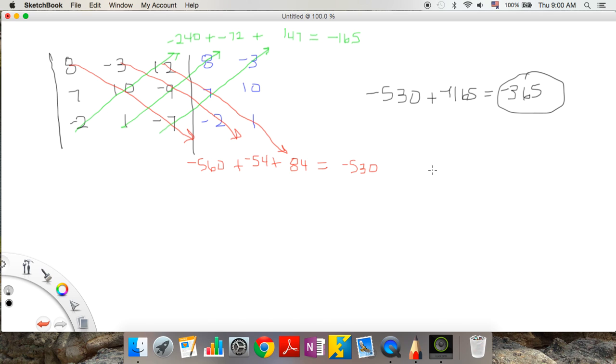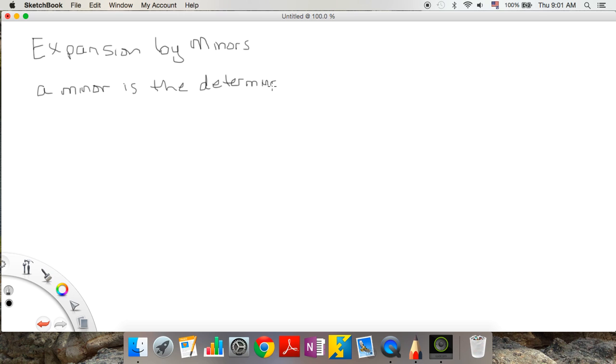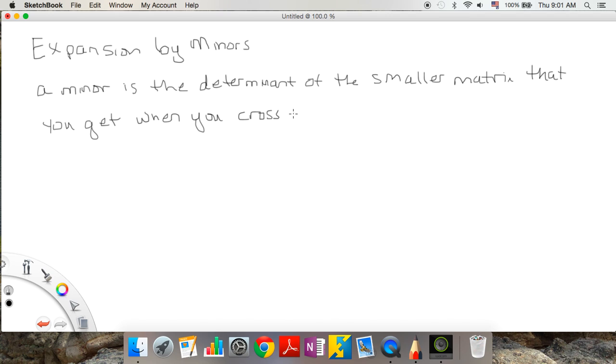Now, there's another way that you can find the determinant with bigger matrices. We use something called expansion by minors. So we're going to have to define a few things before we get started on an example. So the first thing we need to do is, what's a minor? Well, a minor is the determinant of the smaller matrix that you get when you cross out the entry's row and column.